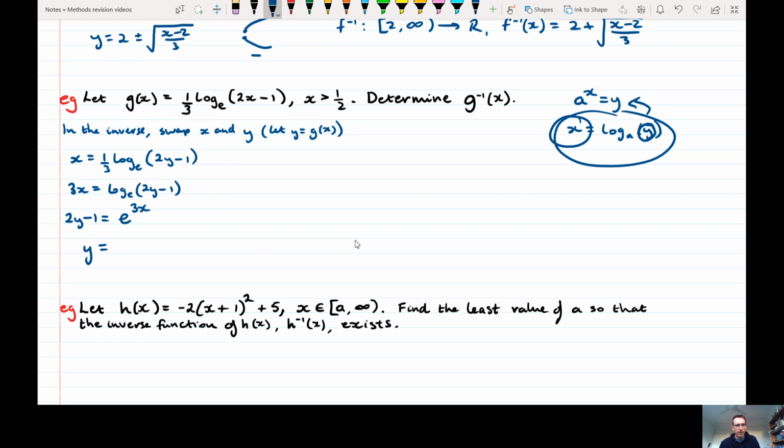And now I transpose, I add 1, and I divide it by 2. And there's the rule for the inverse. So I can say, therefore, g negative 1 of x is going to be equal to 1/2 plus 1/2 e to the 3x. I could have left it as e to the 3x over 2. That's fine. And if I want to write it with the function notation, I would do this. Whoops, we don't know my domain yet. I'll get there in a second. You have all of this.